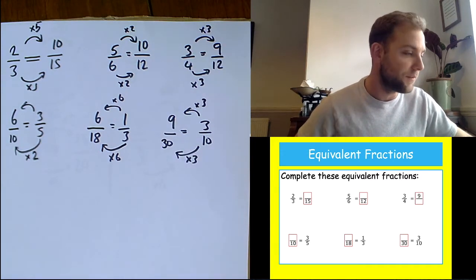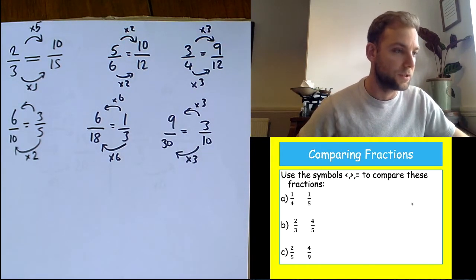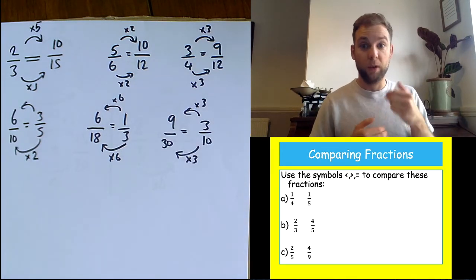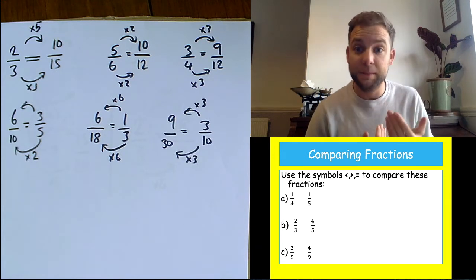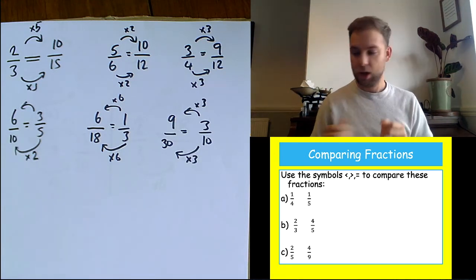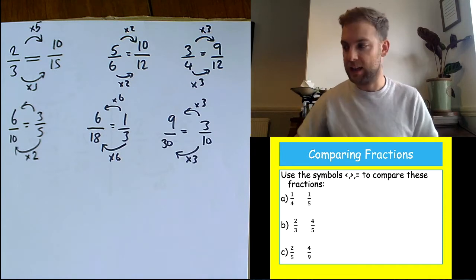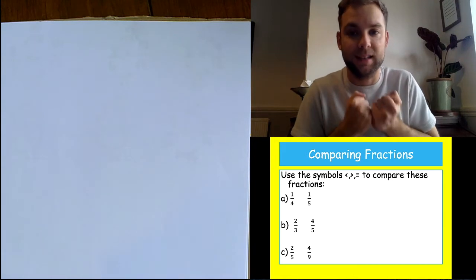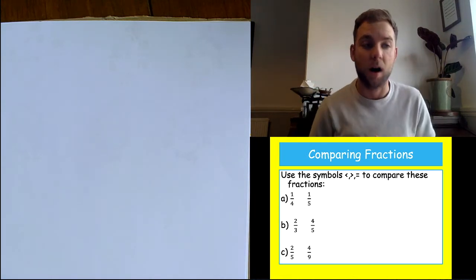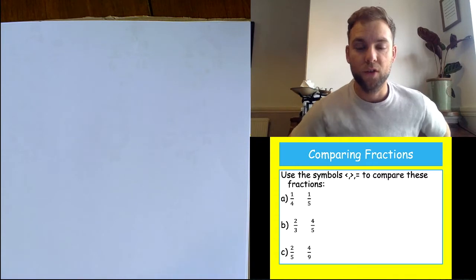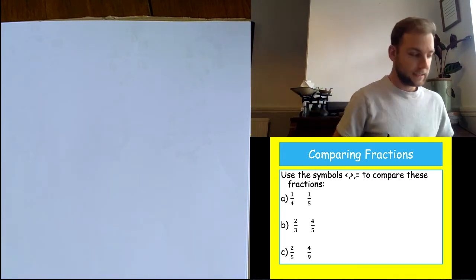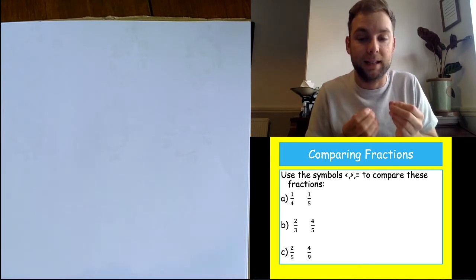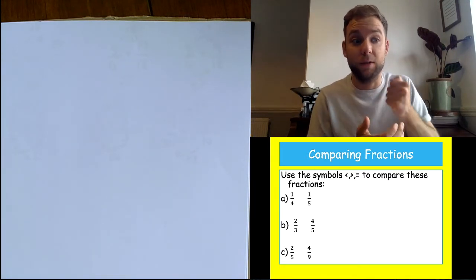So let's have a look now at these next questions. We can use some very similar techniques to compare fractions. Now, the problem with comparing fractions is that we're not sure how to compare them unless the denominator is the same. Unless they're split into the same amount of parts, it's really difficult for you to compare fractions. So what we do is to compare them, we try and find a denominator which is the same.